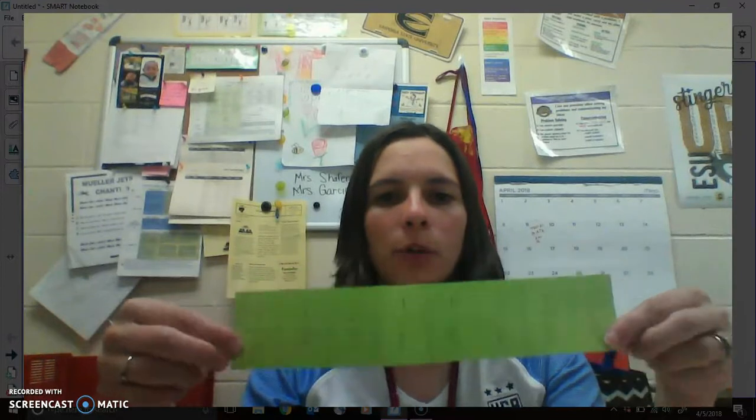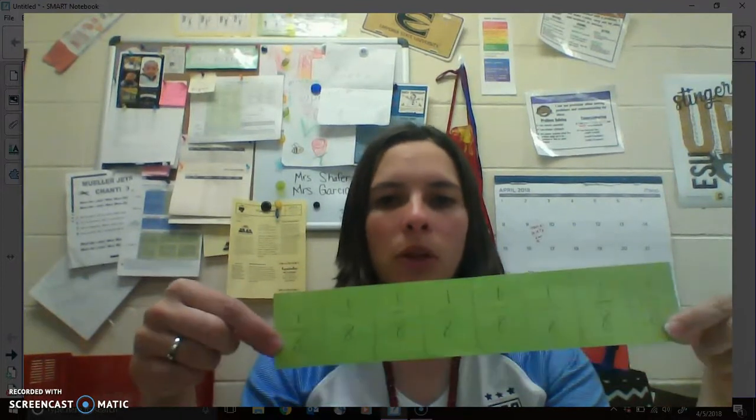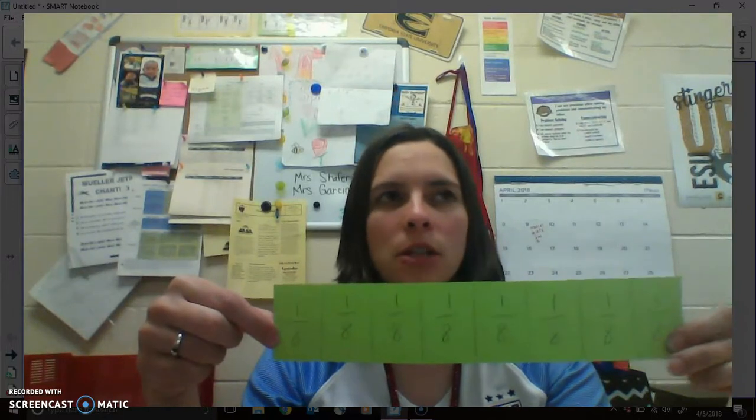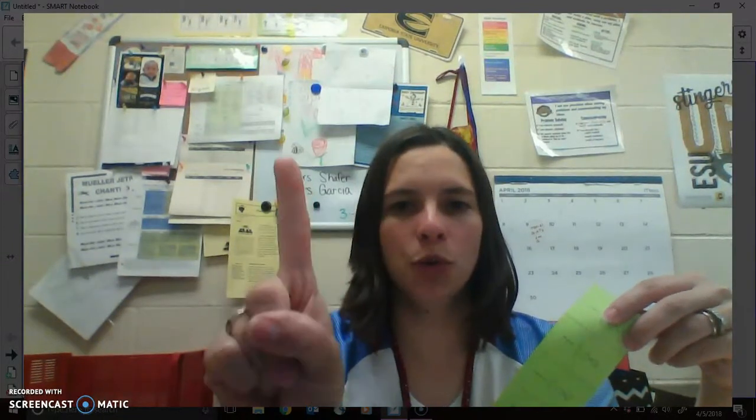Okay, you should all have your fraction strips now. So you've got all of your pieces. Remember, when we look at our fraction strips, what is our unit fraction? Tell your shoulder partner, what is a unit fraction?